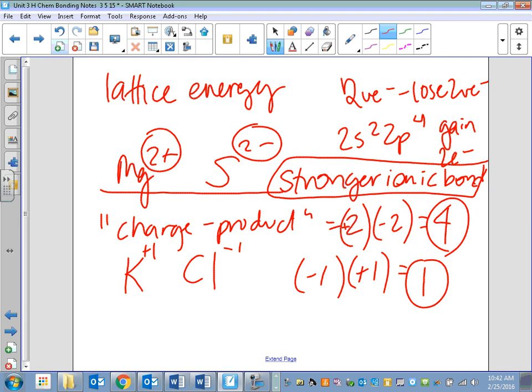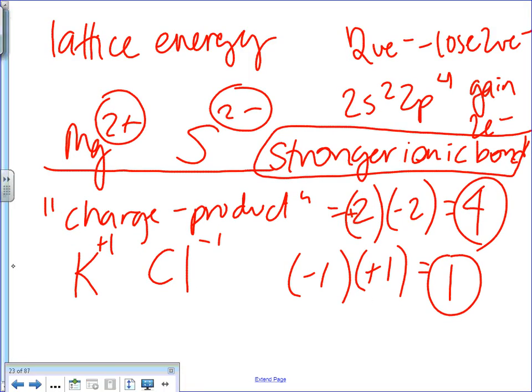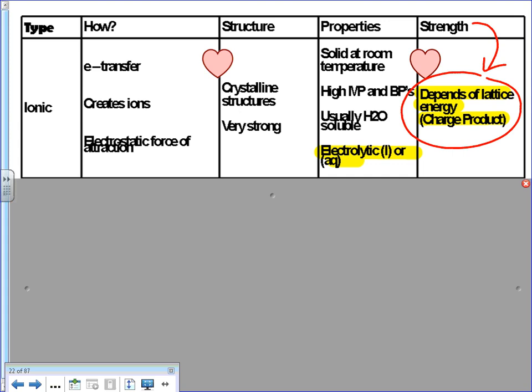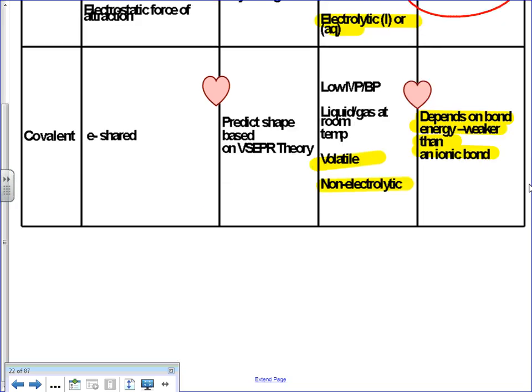Covalents don't have charges. They don't make ions. They don't lose or gain electrons. So they don't have this. We will only do this for ionic. Okay, so for covalent, the other factoid you need to record is something called volatility. So right here, volatile.